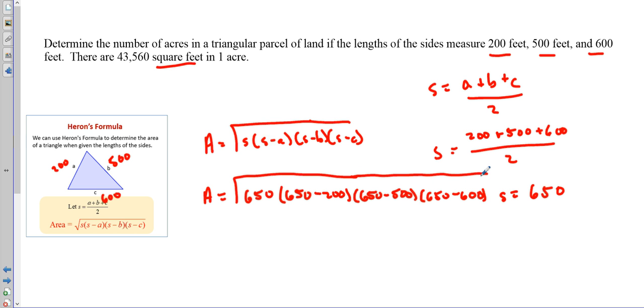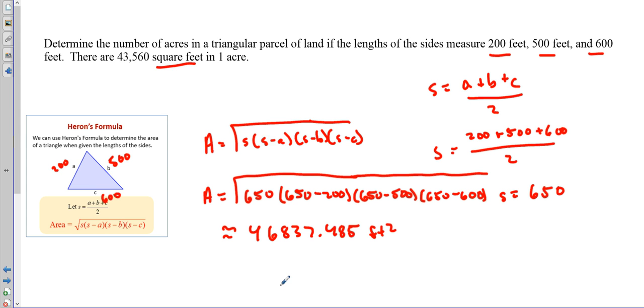So you go into your calculator again, and you're going to take the square root. We say 650, and then we multiply that by 650 minus 200, which is 450. And then we times that by 150, and then times that by 50. And what we should have is roughly 96,037.485. All right, and that's going to be feet squared.